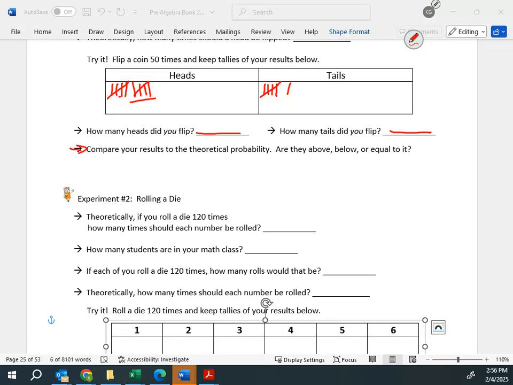Now, our question here says, compare your results to the theoretical probability. Are your results above, below, or equal to? So did you flip your heads more than 25 times, less than 25 times, or exactly 25? So you're going to look at your heads and your tail count to see how you matched with it theoretically.